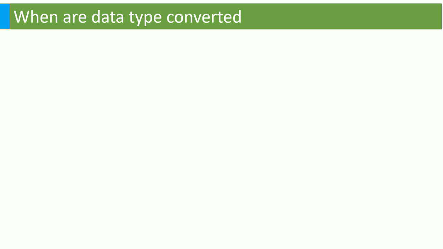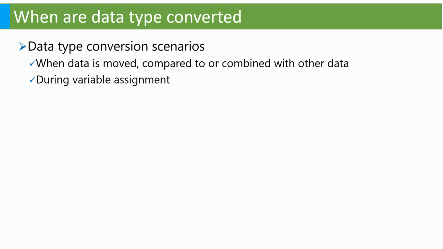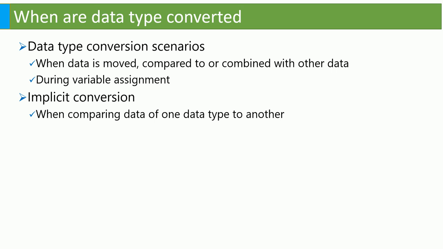Now, when is the data converted? Data type conversion happens when data is moved, compared, or combined with other data, or during variable assignment. I mean, when you can modify or convert your data. So these are the scenarios. Implicit conversion happens when you compare data of one data type to another, but the data format is not the same and you want to compare the data, so it needs to be converted to the right format and then you can do the comparison.